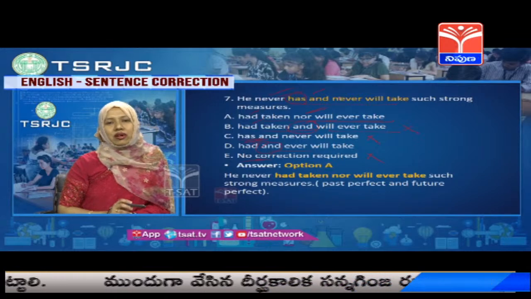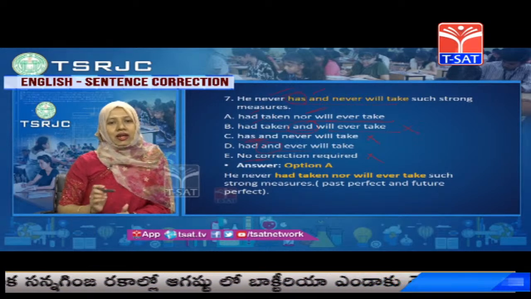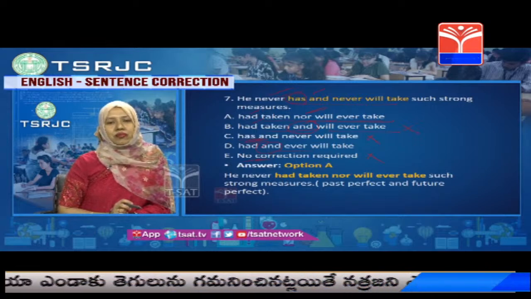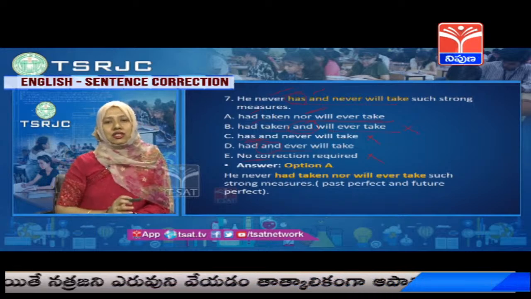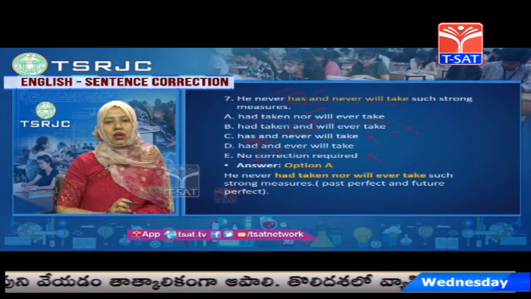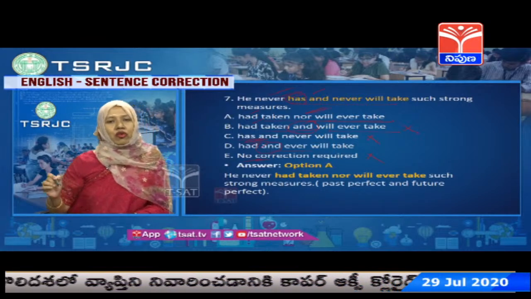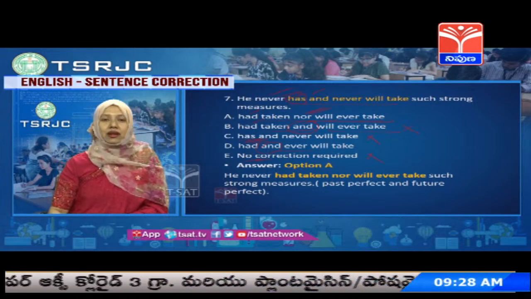He has never, he never had taken nor he will ever take such strong decision. He had never taken nor he will take such strong measures. Because never is there, it should be nor. So, in this way, if you go on eliminating the options, you will get the correct answer.